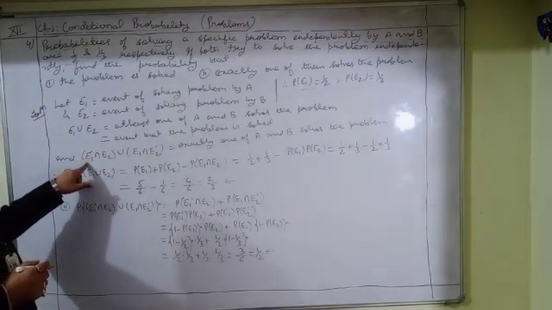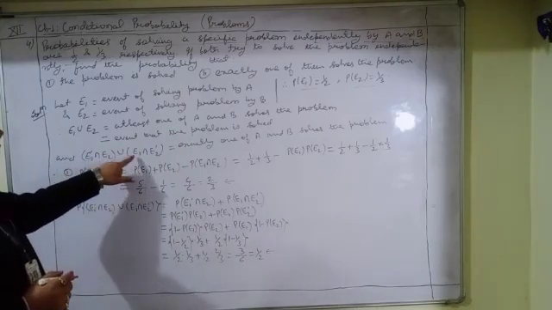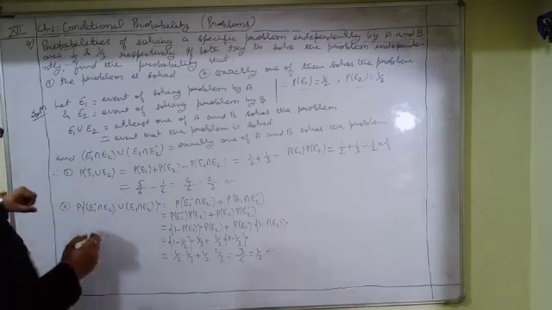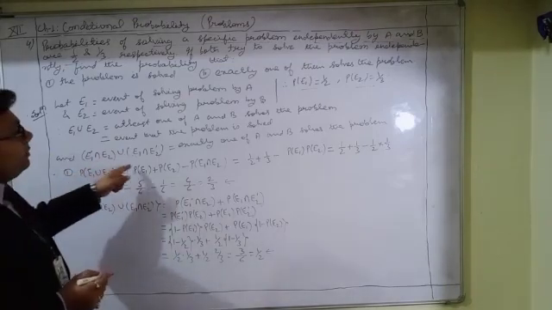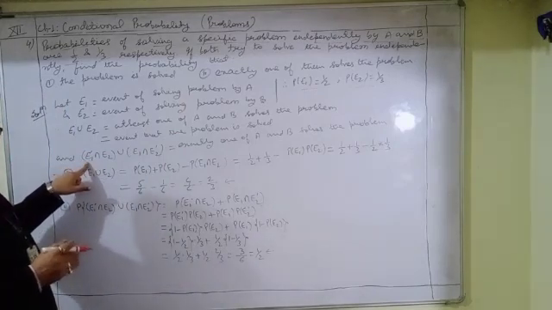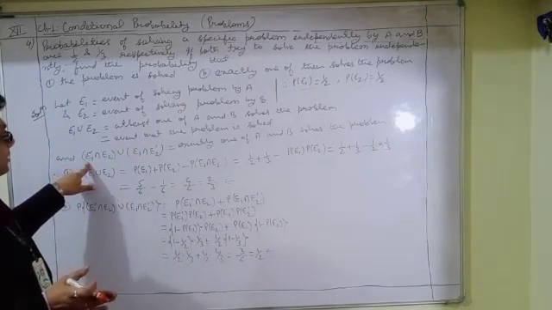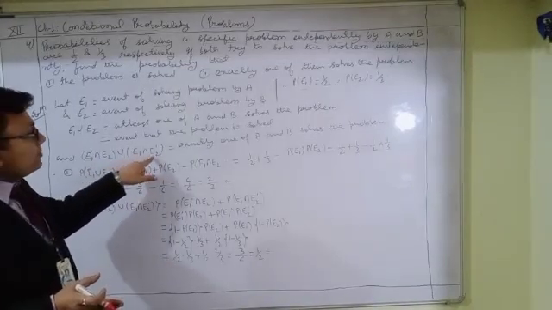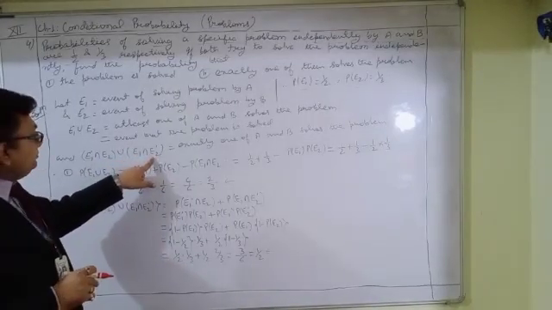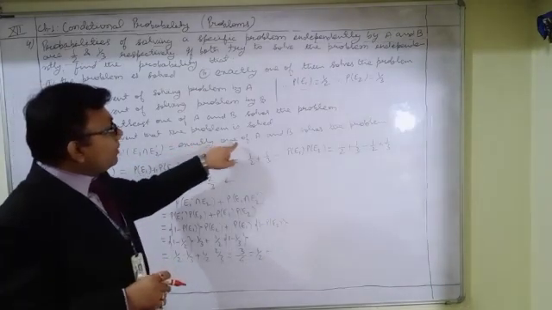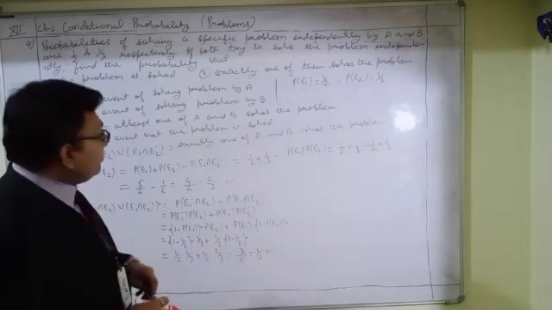Similarly, E1 complement intersection E2, union E1 intersection E2 complement. What does this represent? This represents that exactly one of them solves the problem. E1 complement stands for the first subject not solving the question but the second subject solving it, or the first subject solving the question but the second subject not solving it. So this is equal to exactly one of A and B solving the problem.